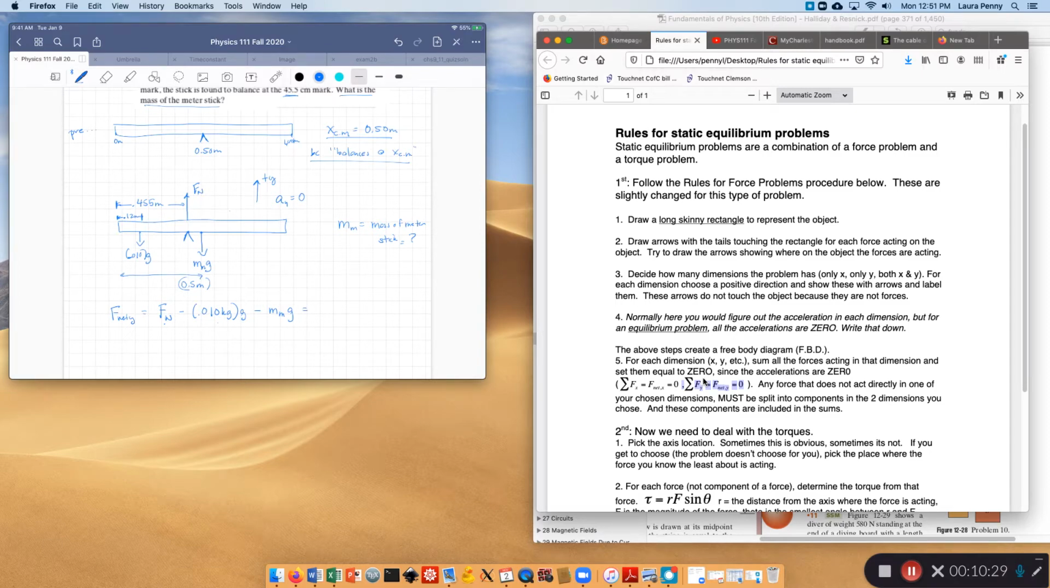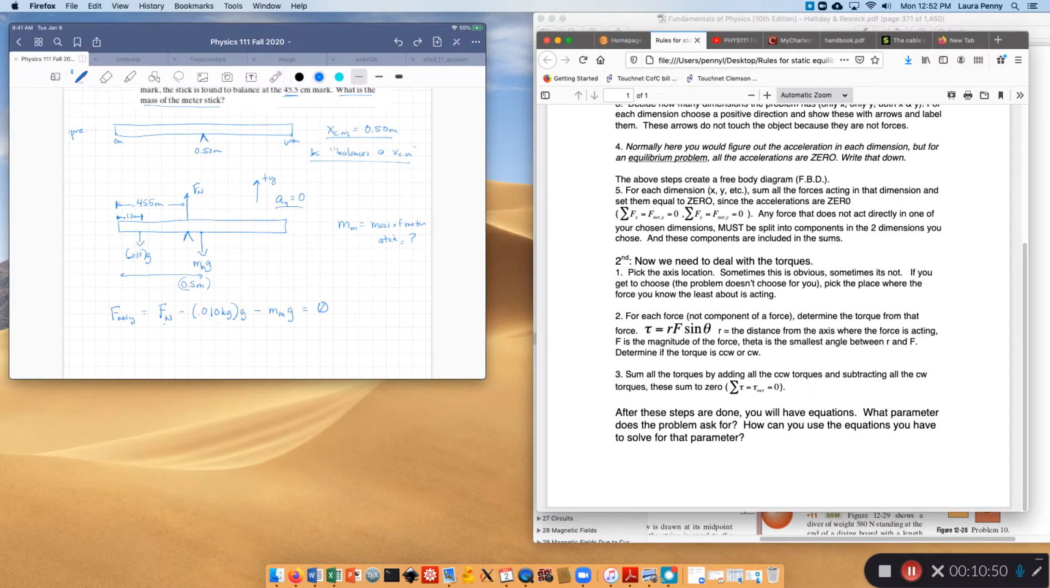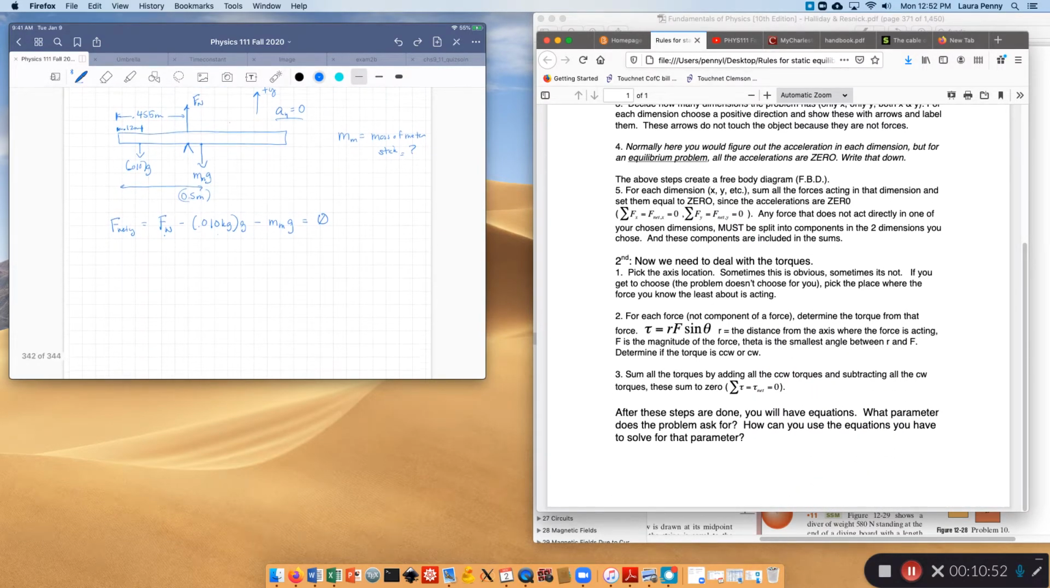This has to equal 0 because a sub y is 0. F net is 0. So now I have this equation. It says that the normal force is equal to this stuff here, but I don't know the mass of the meter stick. So I'm stuck. So now we go down to the second part of our problem, where we deal with the torques.